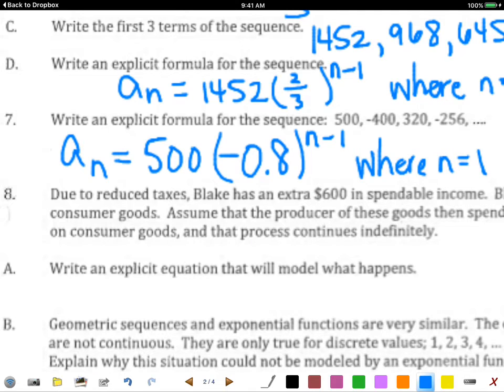Meaning that's how, if we use 1, that'll give us our first term. Okay? So I know that might be a little frustrating. Why do I have to write that where n equals 1? You do. That's part of your answer. Okay? You're basically putting a limit on where to start. Okay? Starting with n equal to 1.